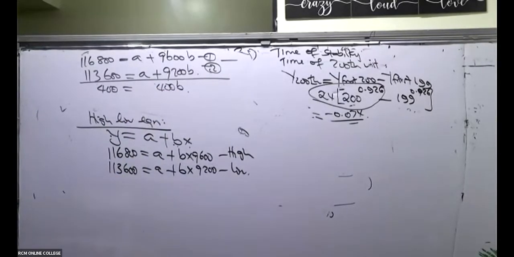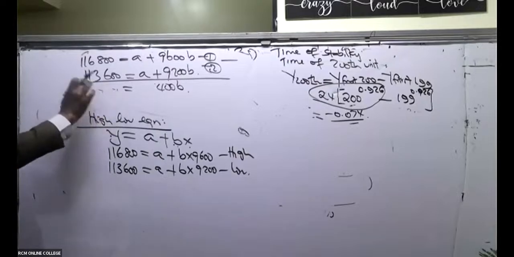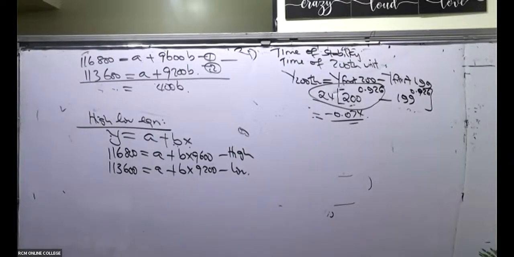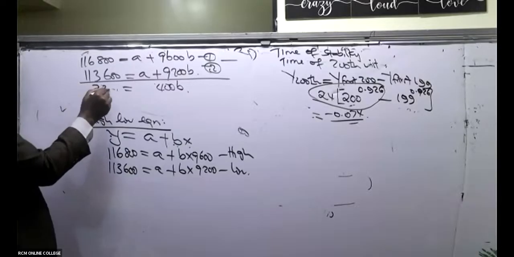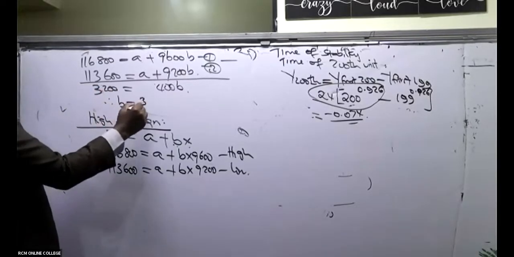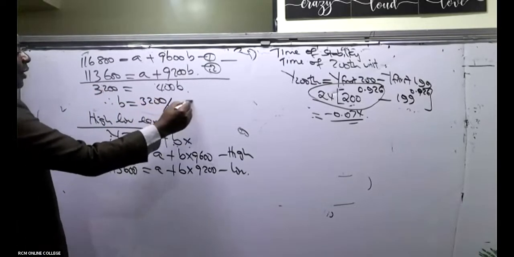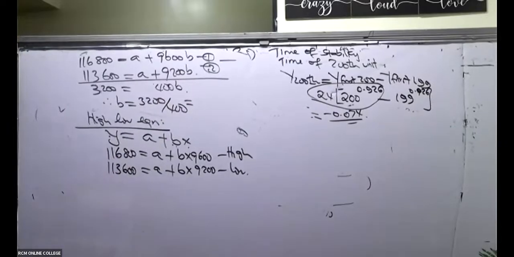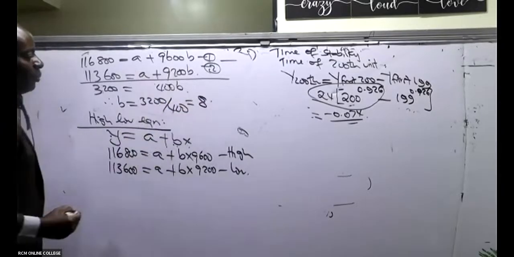So yeah, okay. The first one, this minus this, cannot be 200. It is 3,200. And therefore B will be 3,200 divided by 400, which will end up being equal to 8. So B is 8.